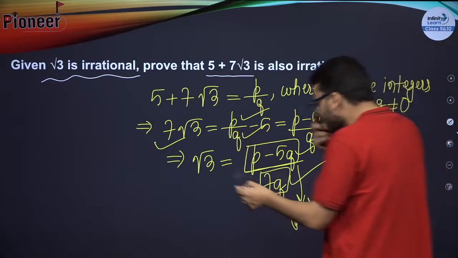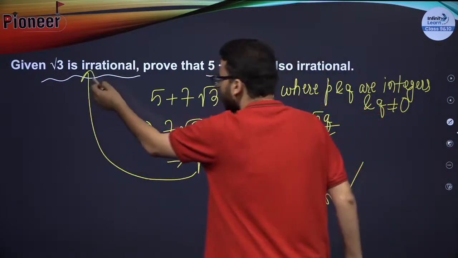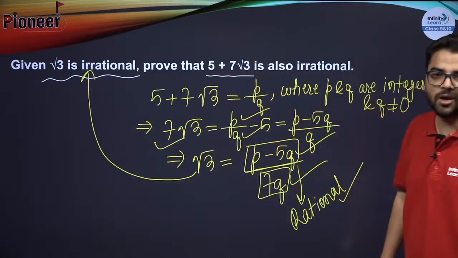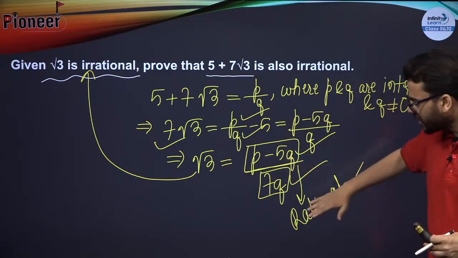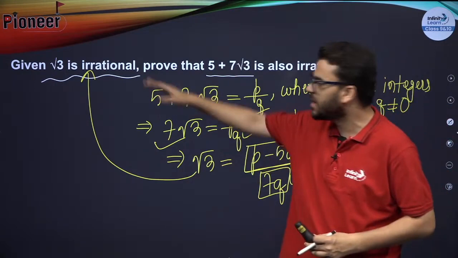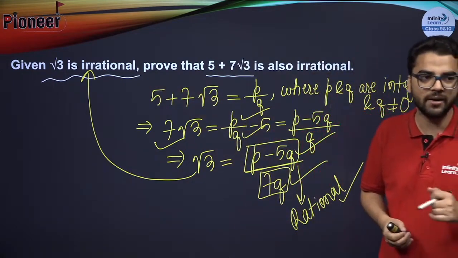But it is already given that root 3 is an irrational. You don't have to prove it. It is already given. So over here we have got a situation in which a rational number is coming to be equal to an irrational number. You got it?